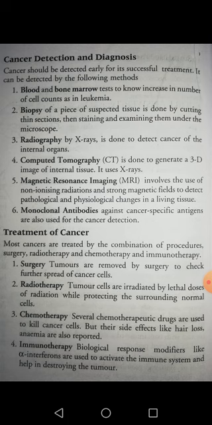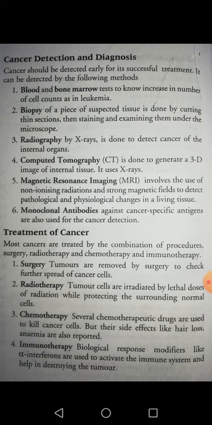Now finally I am talking about treatment of cancer. Now how can we treat cancers? So most of the cancers are treated with a combination of procedures like surgery, radiotherapy, chemotherapy, and immunotherapy. So means either we can go for a single procedure, or in most of the cases we are applying a combination of the procedures like surgery, radiotherapy, chemotherapy, and immunotherapy.